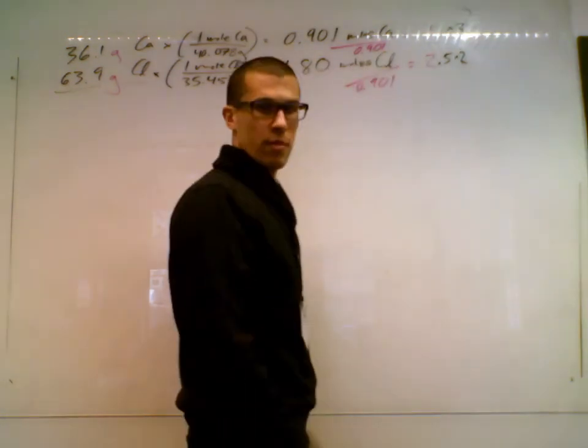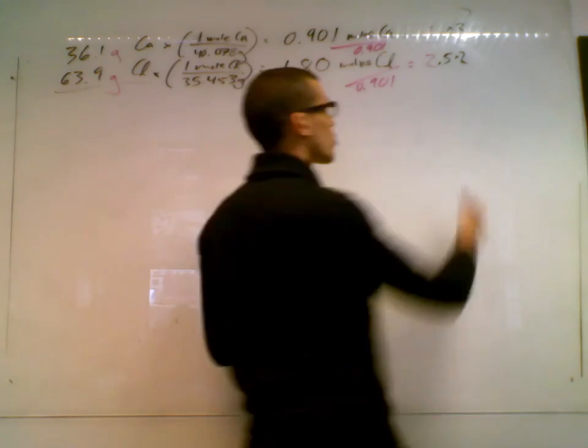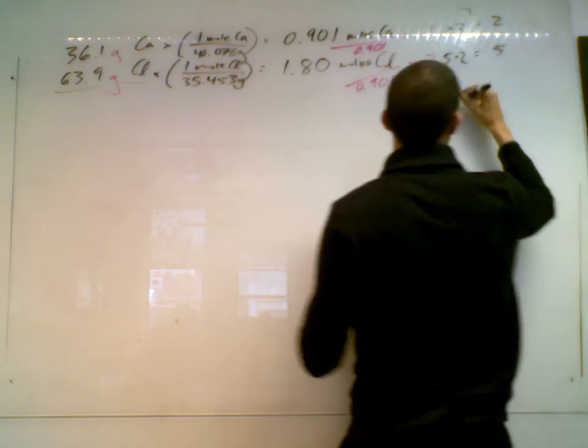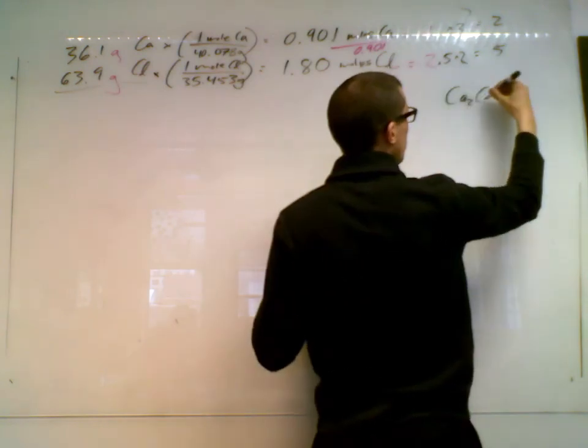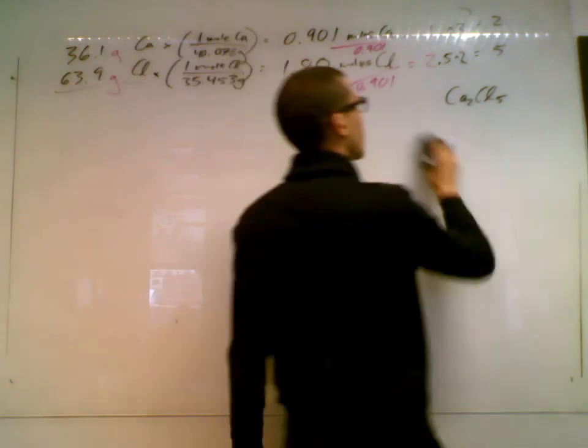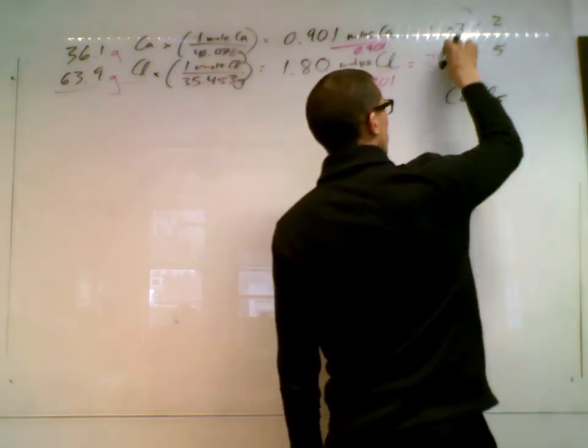It'd be 1 and 2 and 5. So then this would be 2 overall, and this would be 5. So the overall formula would be Ca2Cl5. What about if this number was not 0.5 but something else?